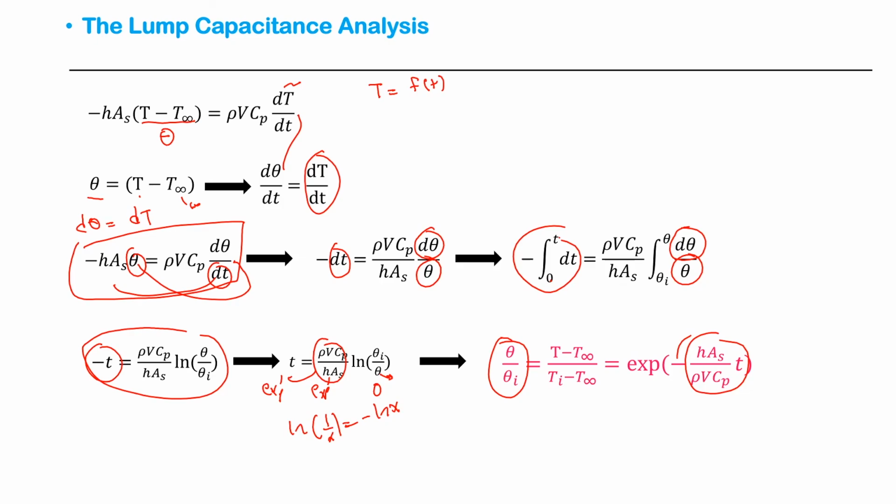Okay? And if you want to write down theta explicitly in terms of temperature, we use our original substitution. Theta means T minus T infinity. Theta I is Ti minus T infinity. And now we do have an expression. This is the variable we want to know. The temperature as a function of time can be calculated using this expression.